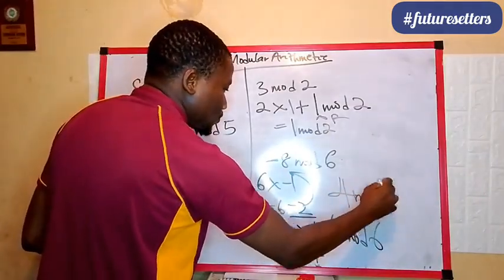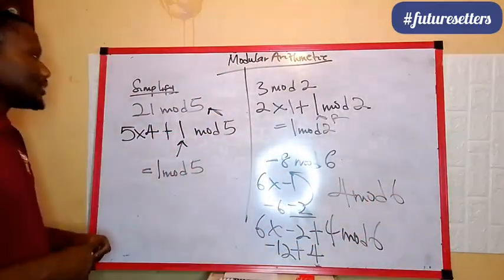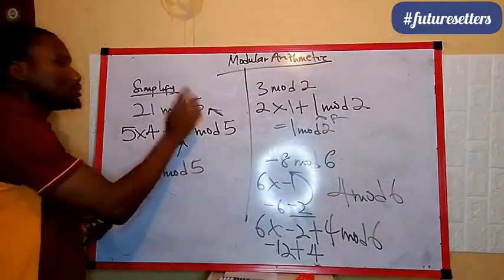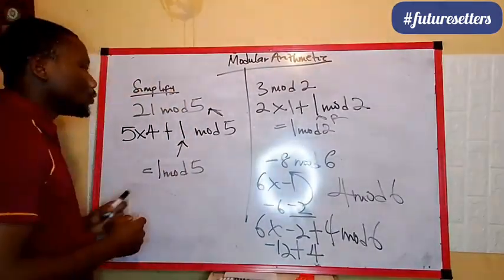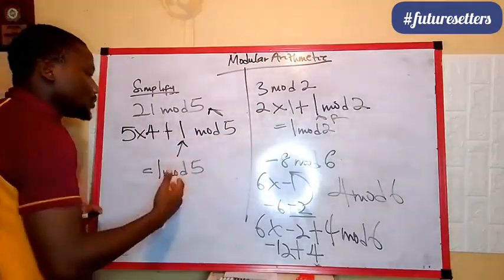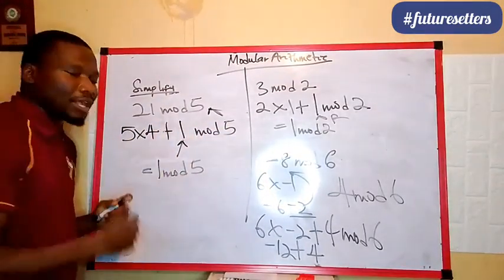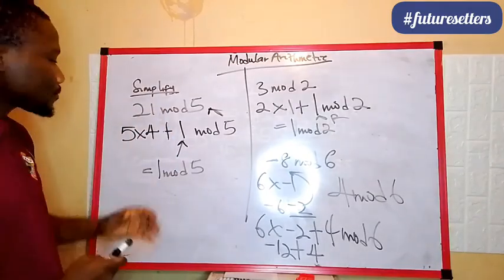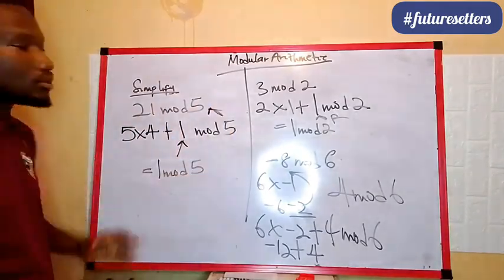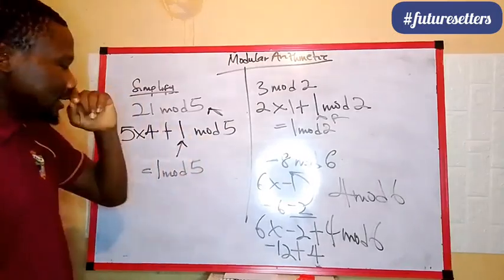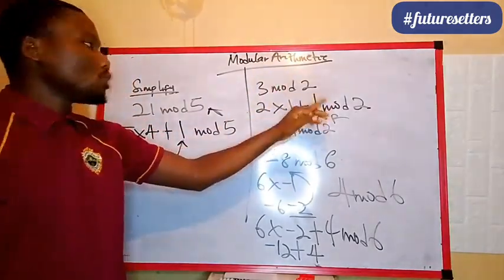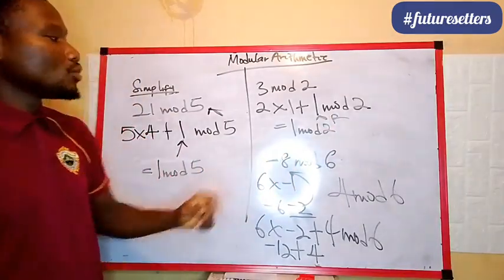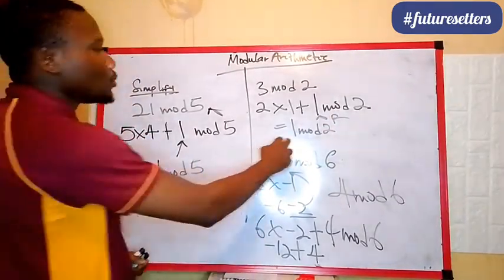4 mode 6. So take note, whenever you are solving questions in modular arithmetic, your focus should be on the mode. And when you focus your attention on the mode, you now check what's going to be the remainder. 5 times 4 is 20. 20 plus 1 is what? 21 mode 5. Now this one here will serve as the remainder. That's why we have 1 mode 5. In this case, we have 2 times 1, which is 2, plus 1, which is 3. Now 1 here is going to serve as a remainder. So that's why we have 1 mode 2.